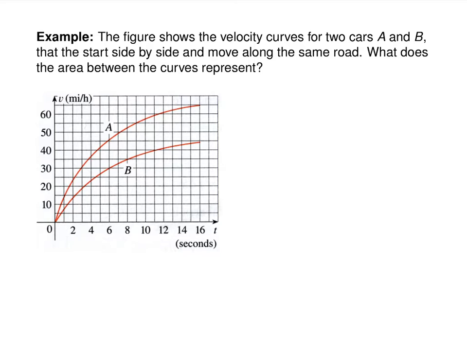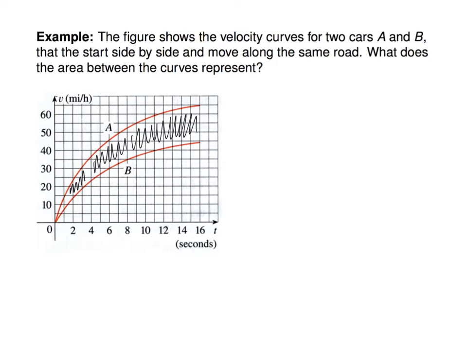And next we have some application questions. And they're not necessarily all that much harder. So here you have some velocity curves for two cars. The cars start side by side and they move along the same road. What does the area in between these two curves represent? How badly A is toasting B?